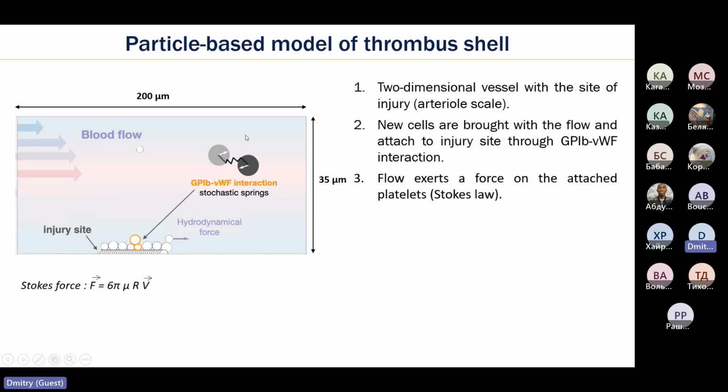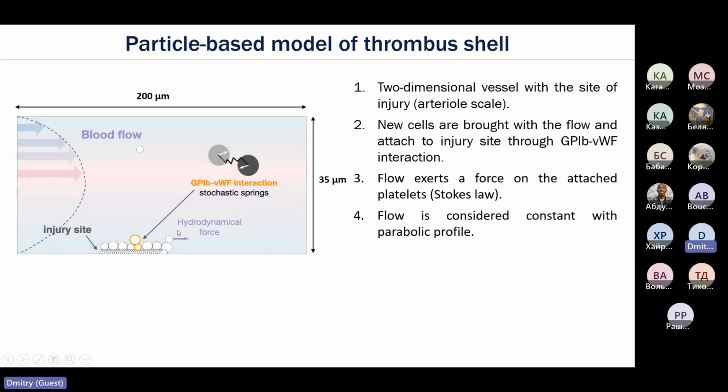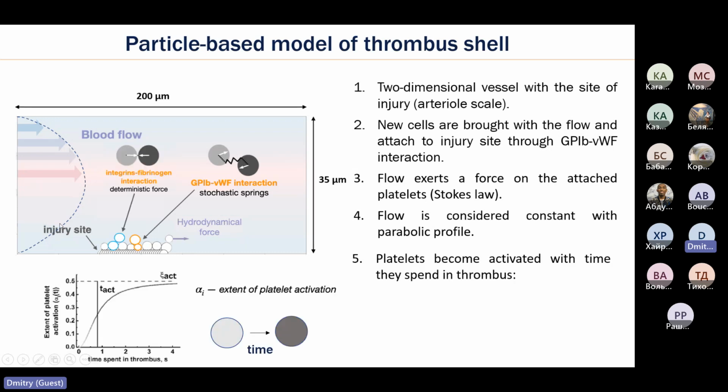And also in this simple model, the blood flow was constant, so platelets didn't influence the blood flow. And the platelets, which were stationary with respect to the blood flow, experienced the Stokes force, which is suitable for spherical particles, but here we use it to describe the dynamics in 2D. And we also consider that the flow is constant and has a parabolic profile.